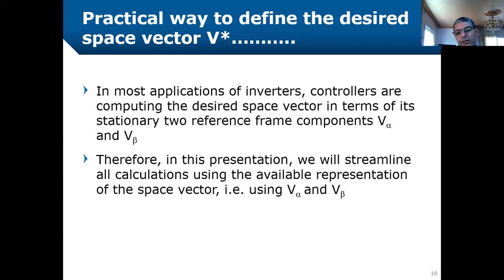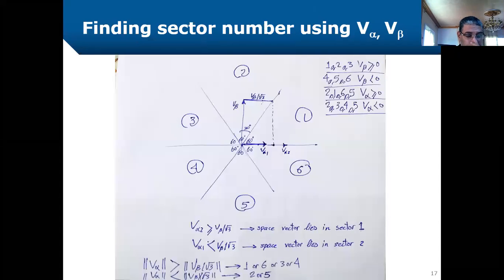In most applications of inverters, controllers are computing the desired space vector in terms of its stationary two reference frame components, V alpha and V beta. Therefore, in this presentation, we will streamline all our calculations using the available representation of the space vector, i.e. using V alpha and V beta. So find the sector number using V alpha and V beta. Please look at this representation.